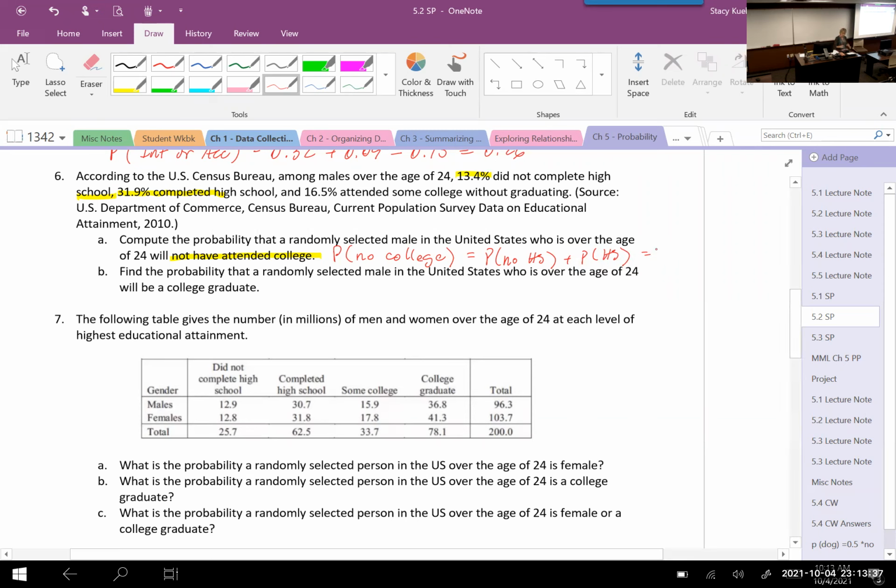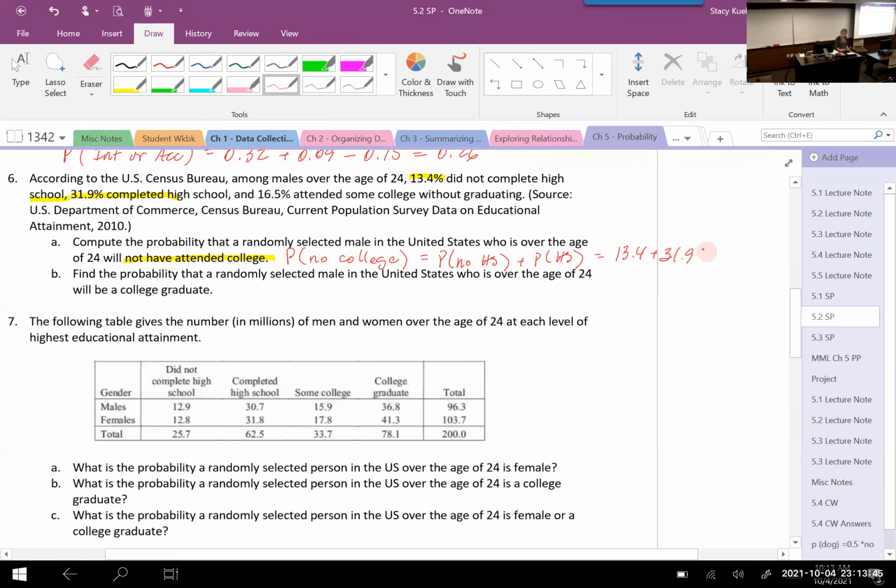So these ideas here are just 13.4 plus 31.9% already, which is going to equal what? 45.3? Yes or no? Is that what y'all got? 45.3%. It's already in percents. All right, let's see if we can tackle the next one.